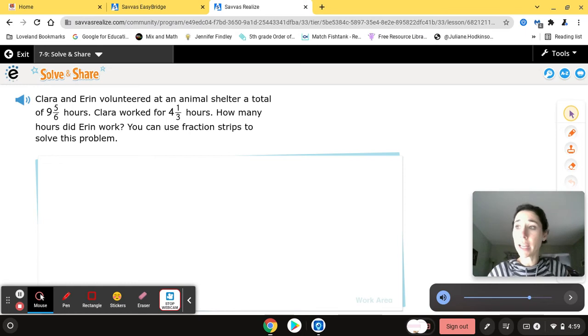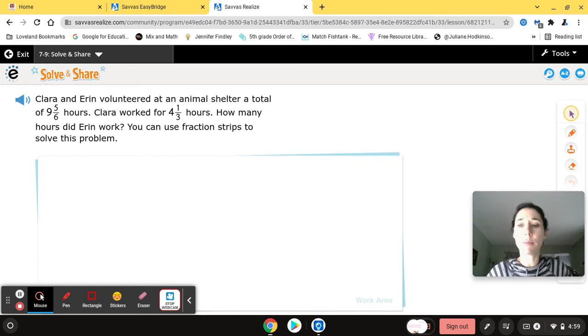Hi, Loveland Tigers. Today we are going to be working on subtracting mixed numbers, focusing mostly on the models, and then tomorrow's lesson will be focusing mostly on the algorithm.